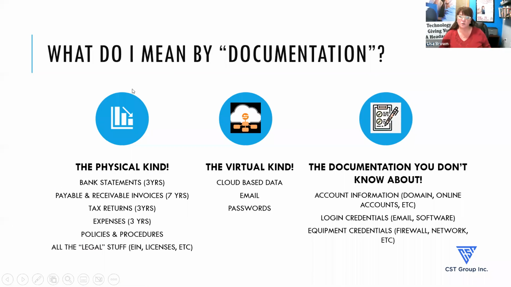Okay, so what do I mean by documentation? First of all, there's the physical kind, right? That's the bank statements, the payables and receivables, tax returns, all your expenses, your policies and your procedures, all the legal stuff, the stuff that you can physically get your hands on right now. I'm hoping that all of you have that in line, like you have an idea of where all of that sits. So that's the physical kind of documentation that you should be including when you're putting together your plan on how you're going to track.